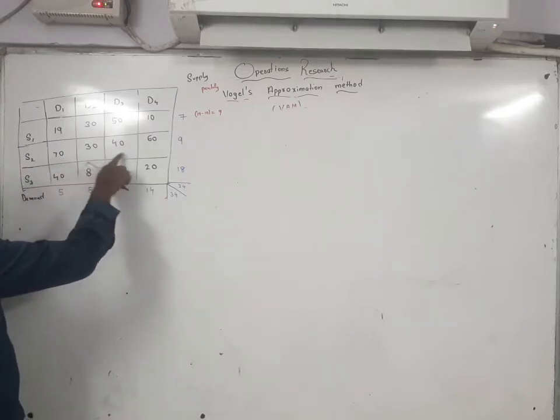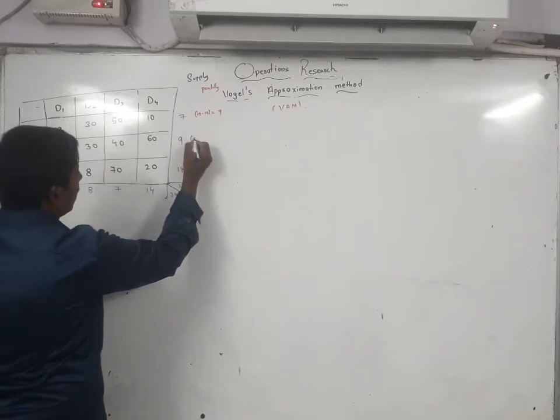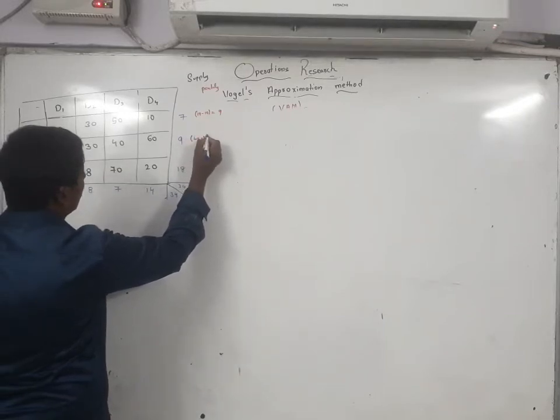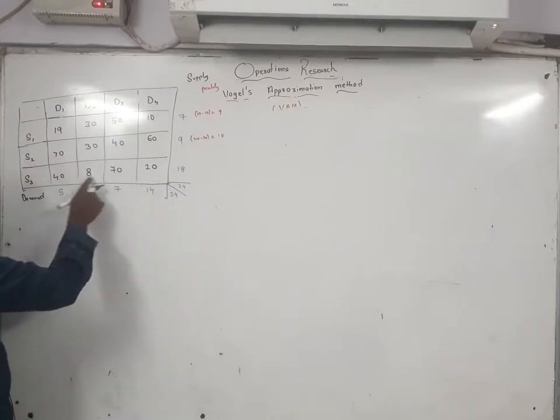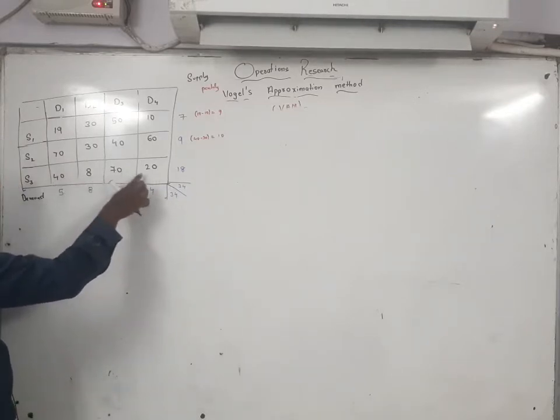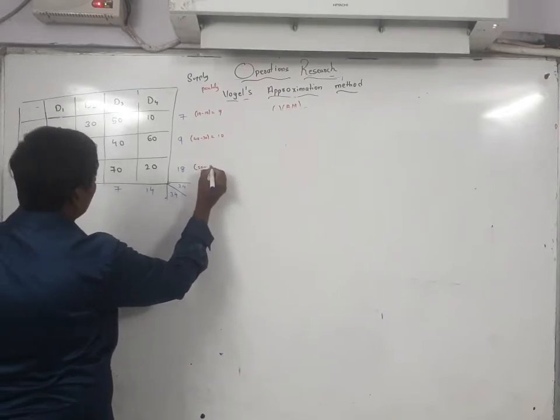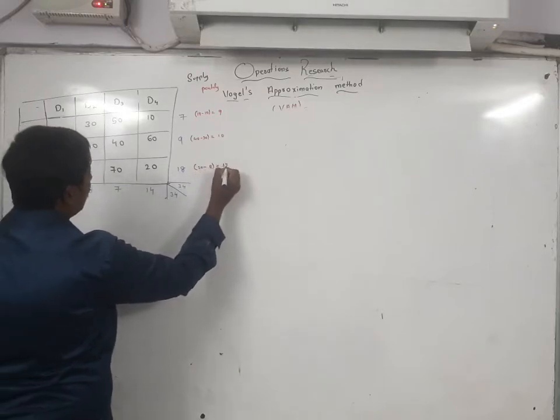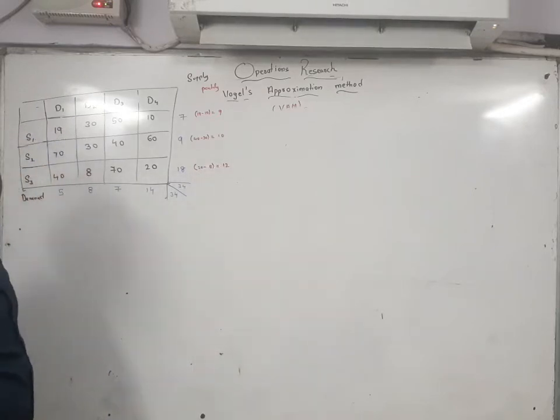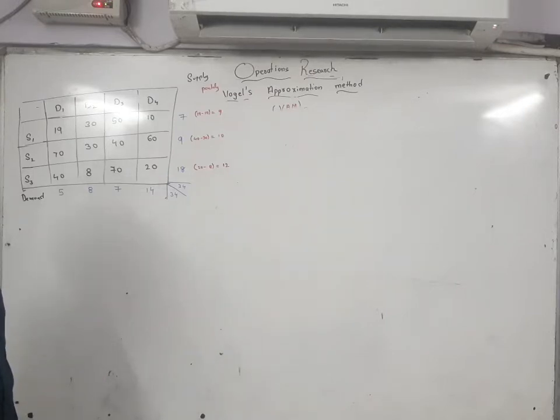Next, you have to select the two least ones in the next row. So here you can write 40 minus 30. What is the value? 10. Then again you have to select the two least terms, here 8 and here 20. So you can write 20 minus 8. What is the value? 12. So here you got the row penalty.